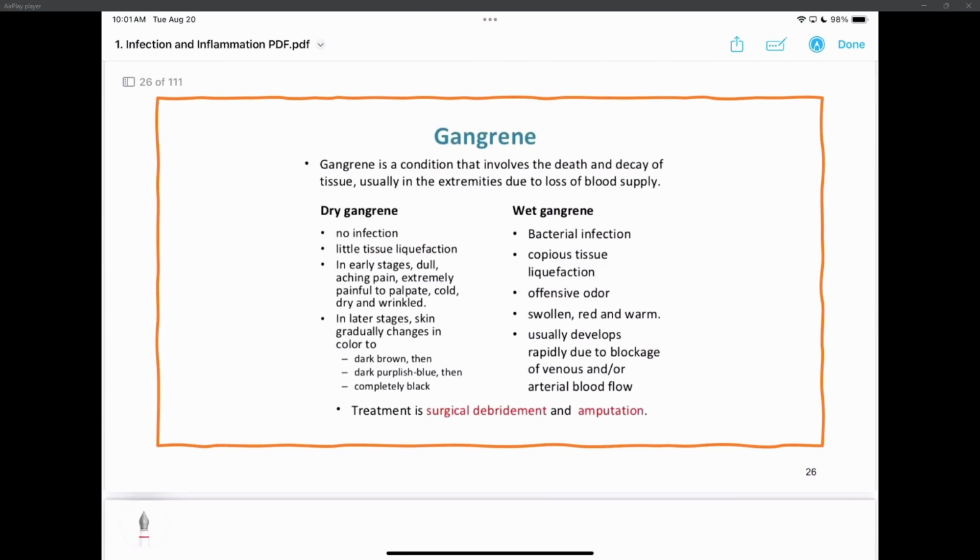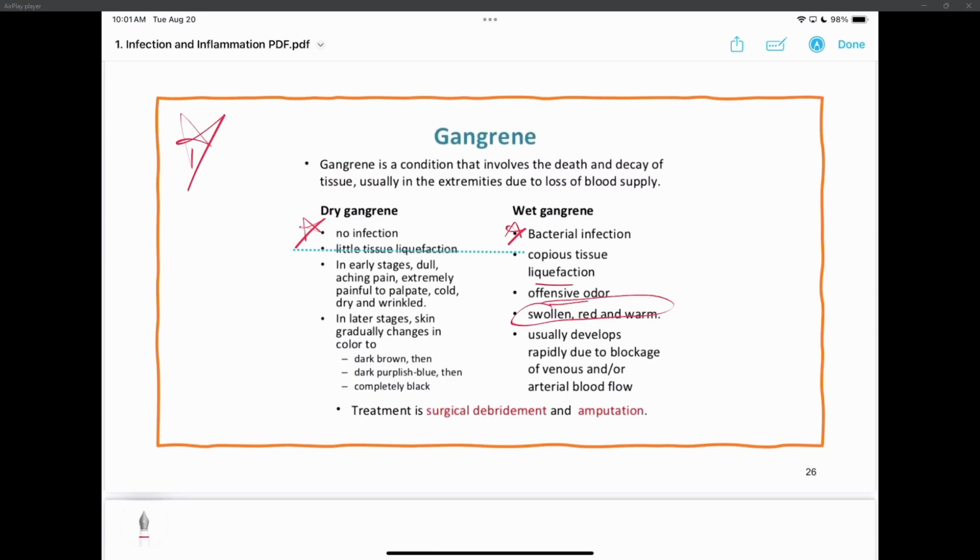So, big things. This is an important one as far as differentiating between wet and dry gangrene. Remember, dry has no infection. Wet is from an infection, a bacterial infection. Other things, obviously, you have a lot of liquefaction, offensive odor of the wet gangrene, swollen, red, and warm. Remember, the underlying cause of wet gangrene is an infection, so they're going to have signs of an infection: the redness, the warmth, swollen tissue. Wet gangrene also usually happens pretty fast, whereas dry gangrene is gradual and takes a long time to happen.